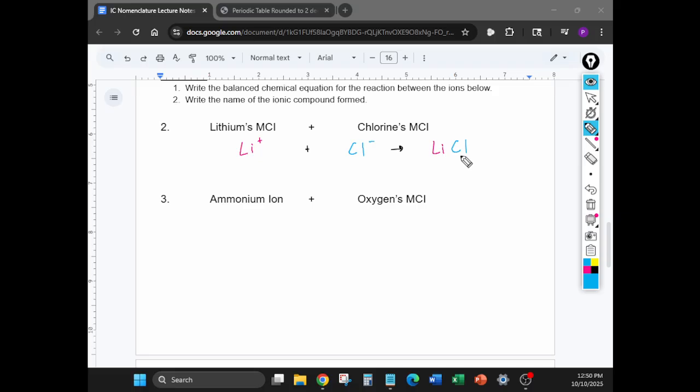Okay, everybody good with the formula? Let's do the name now. The name is the new thing. Remember, the cation, the positive one, we don't change it. So Li is lithium, and the first part of the name is lithium.